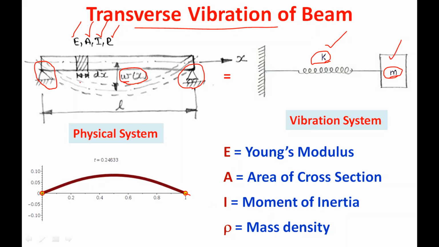To start the mathematical model, we are going to consider a small elemental length dx on this simply supported beam. Based on this elemental length, we are going to draw a free body diagram. From the free body diagram, we will write the equilibrium equation. Then we apply the constitutive equation, and we will get the mathematical model. So we will see the procedure.